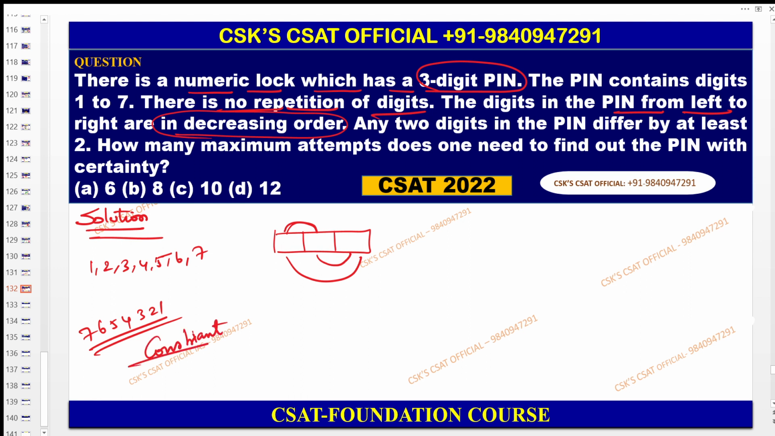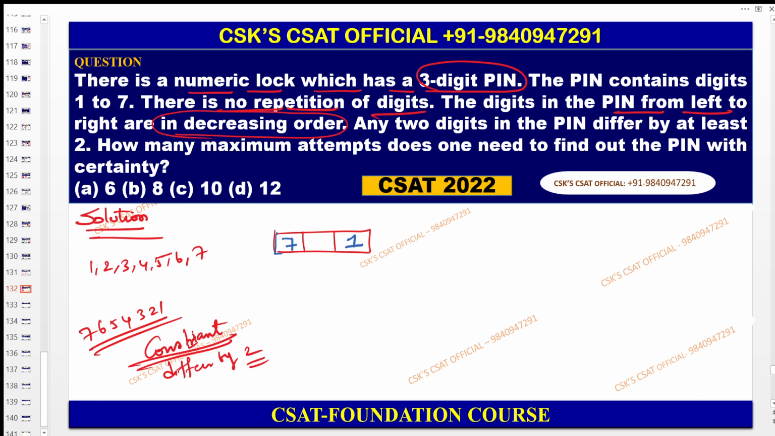So constraint here is differs by 2. So maximum constraint has been provided here, differs by 2. So now after this we can go: how many maximum attempts does one need to find out the pin with certainty? Now what I am going to do here is, it is a decreasing order, right? So therefore I am filling the unit place with the very least one. If I am placing the least here, then I am placing the maximum here.